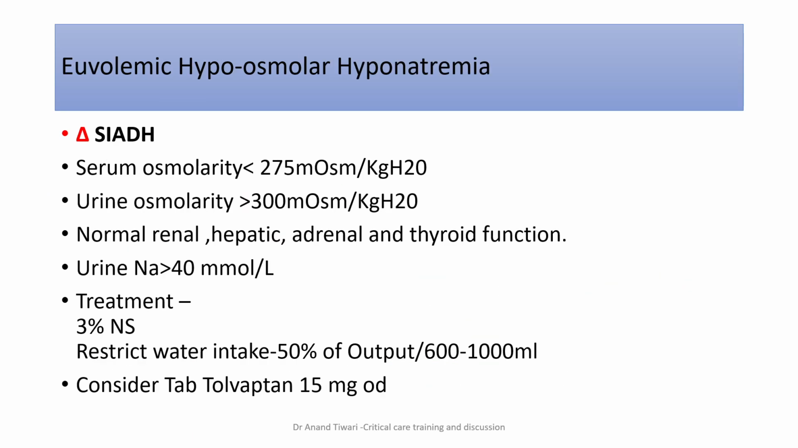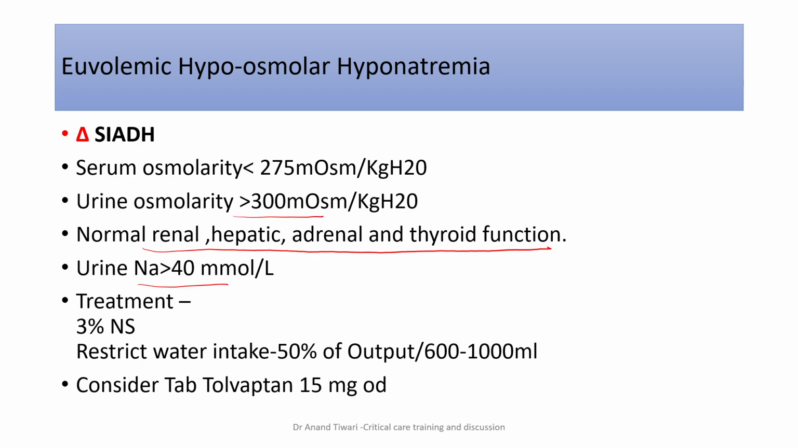Coming to our case of euvolemic hypoosmolar hyponatremia, if there is underlying malignancy, the patient is euvolemic, and you have assured that there is normal renal, hepatic, adrenal and thyroid function, then you can call it hyponatremia because of inappropriate antidiuretic hormone, ADH. So you have to ensure renal, hepatic, adrenal and thyroid function are normal. Urine sodium will be more than 40, serum osmolarity is less than 275, and urine osmolarity is more than 300.